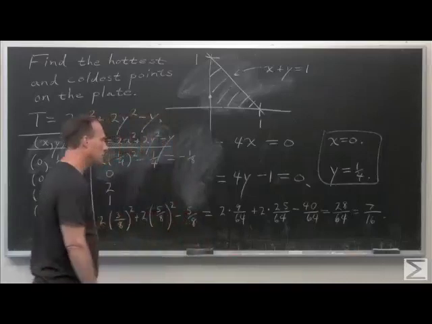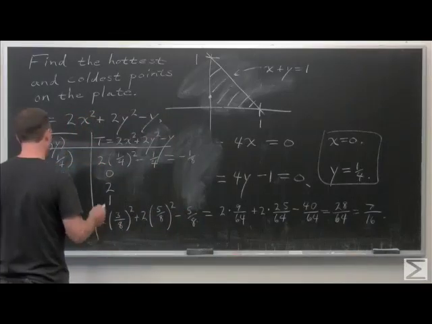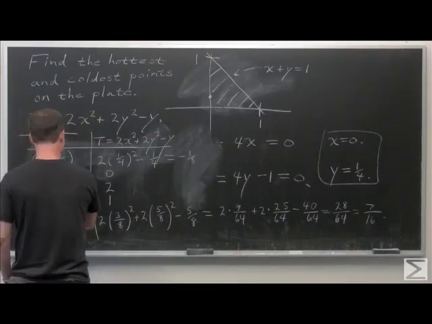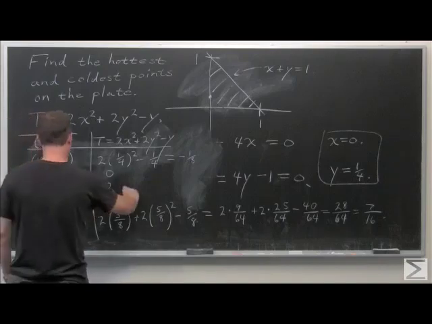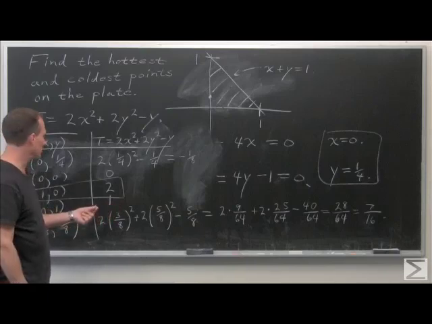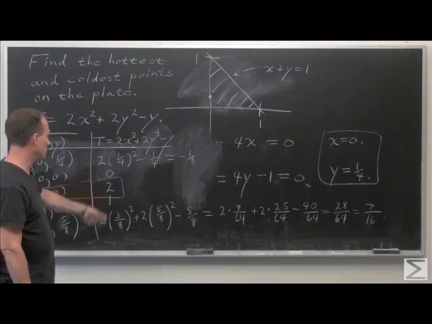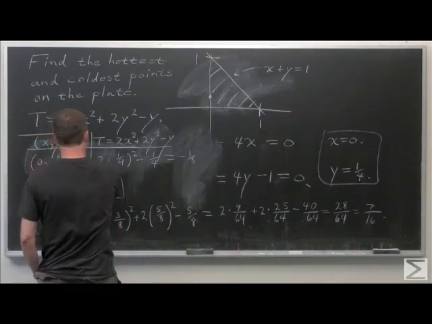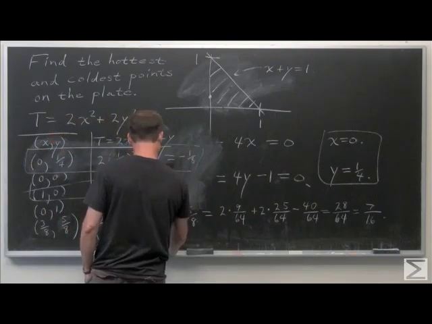So where is the function the biggest? So where do we have the highest temperature? It looks like it's occurring at (1, 0), where the temperature is 2 degrees Celsius, and the smallest is where it was the smallest before, at (0, 1/4), where the temperature is minus an 8th.